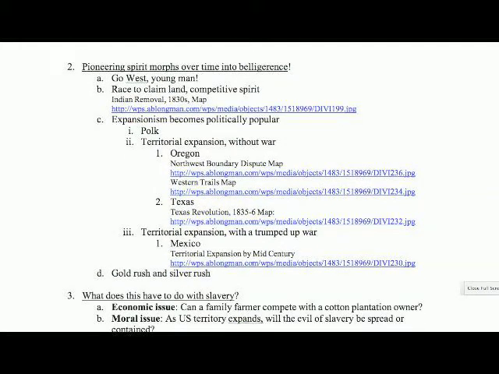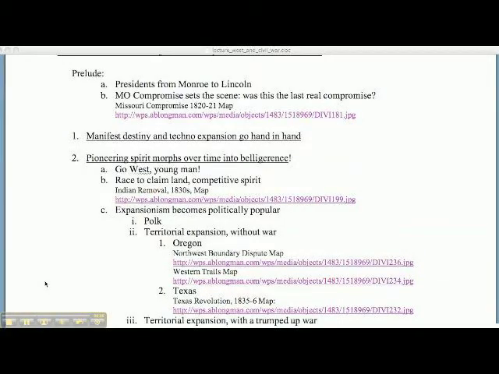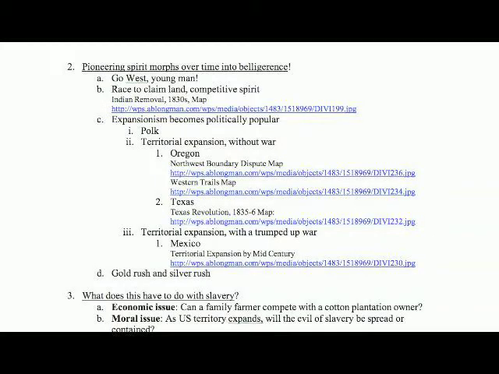In the 1830s, the pioneering spirit that began with the earliest covered wagon families exploring routes westward morphed over time into a more belligerent attitude that we came to know as manifest destiny. Horace Greeley, founder and editor of the New York Tribune, is known to have begun the phrase "Go west, young man," which became the byword for westward migration. There was a race to claim land and a competitive spirit among Americans moving westward. And expansionism became politically popular, as seen in particular in the presidential campaign of James Polk in 1844.